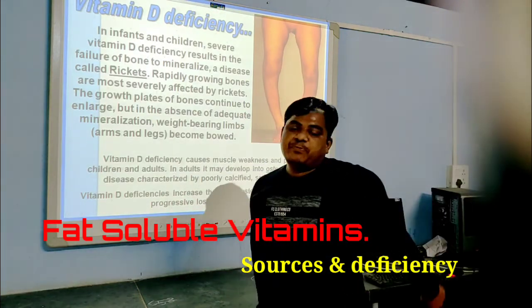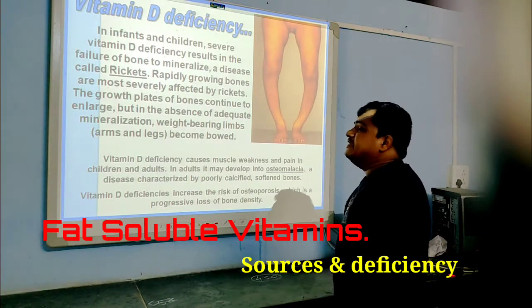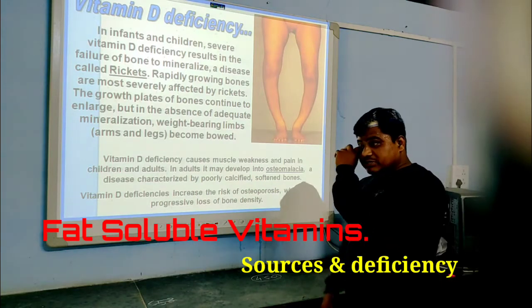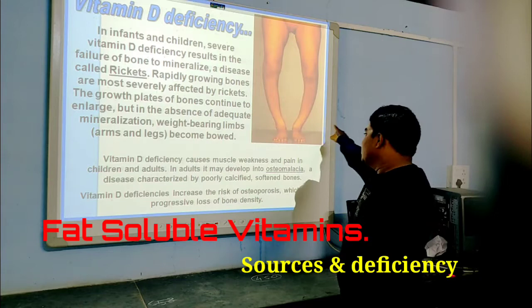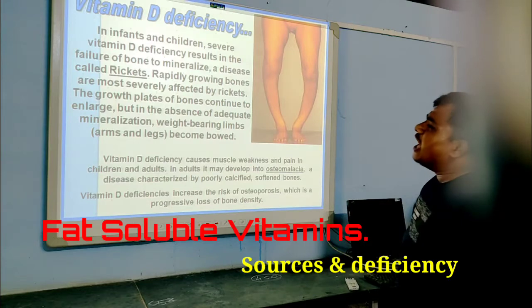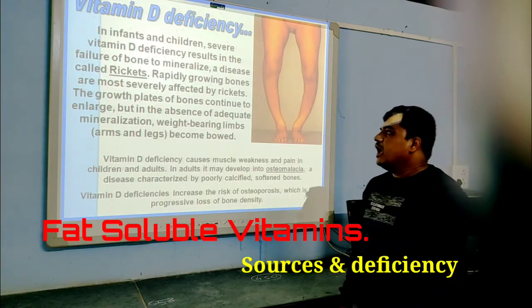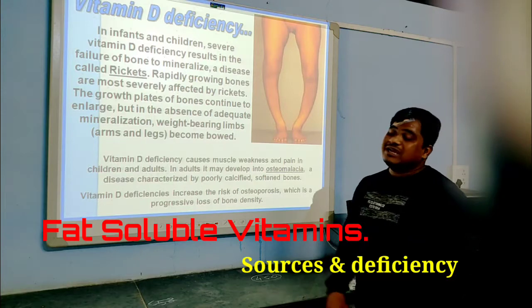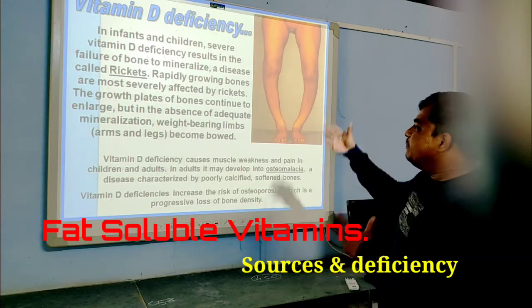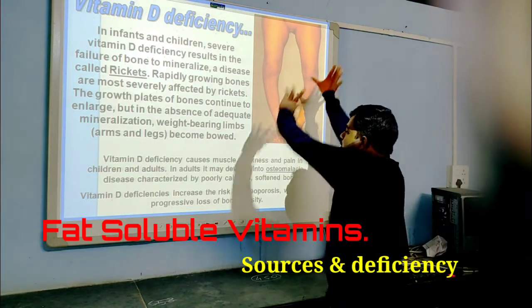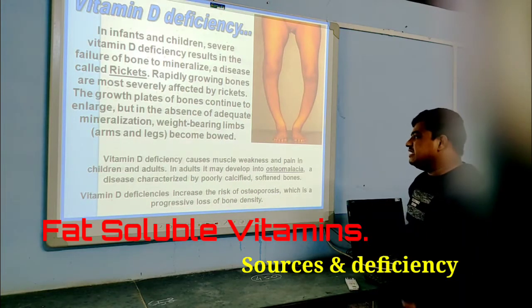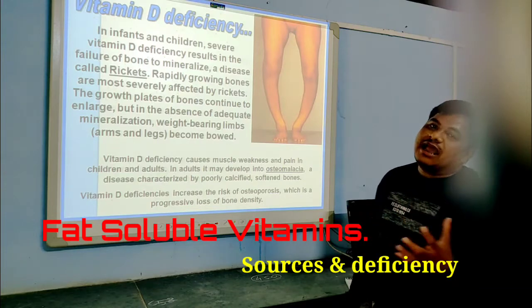Now the deficiency. So deficiency in infants and the children, severe vitamin D deficiency results in the failure of bone to mineralize, a disease called rickets. See, you can see here in this figure the rickets disease. Okay, so rapidly growing bones are most severely affected by rickets, and the growth plates of the bone continue to enlarge, but in the absence of adequate mineralization, weight bearing limbs, that is the arms and the legs, become bowed. Okay, so this is the rickets, and the vitamin D deficiency causes muscle weakness and pain in children and adults.